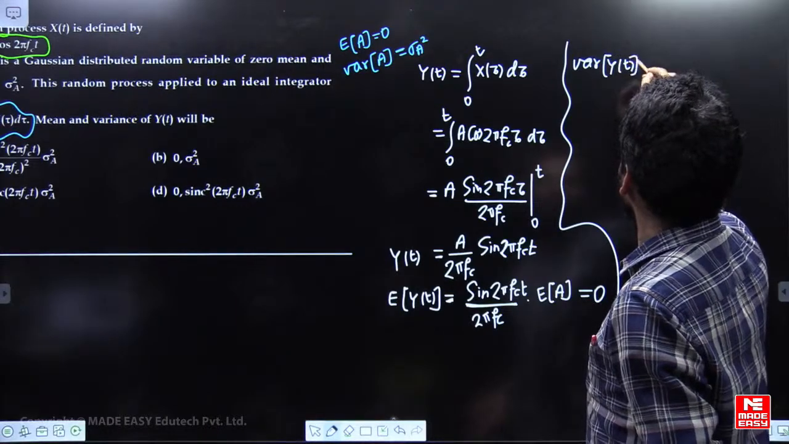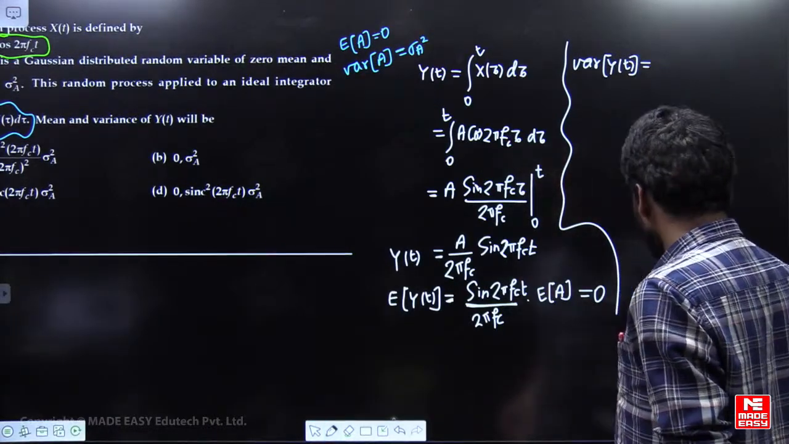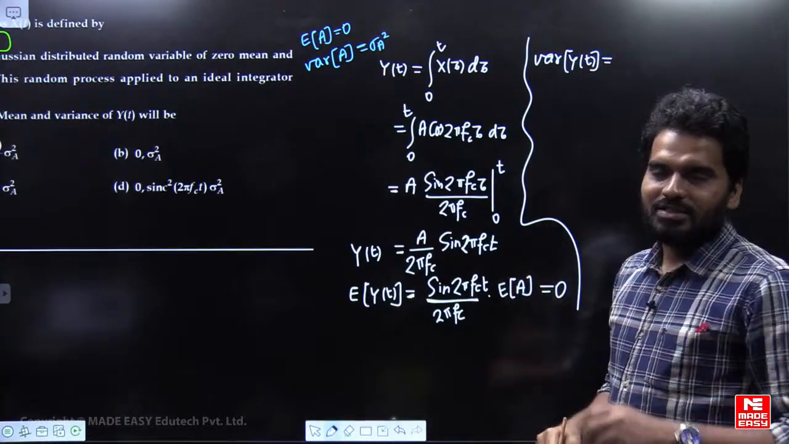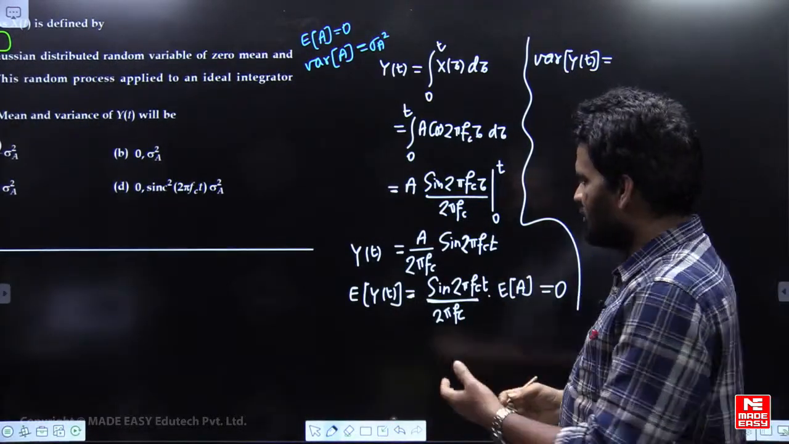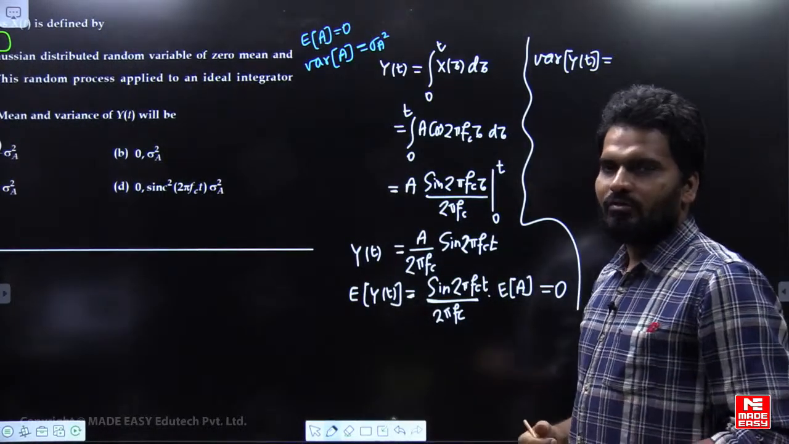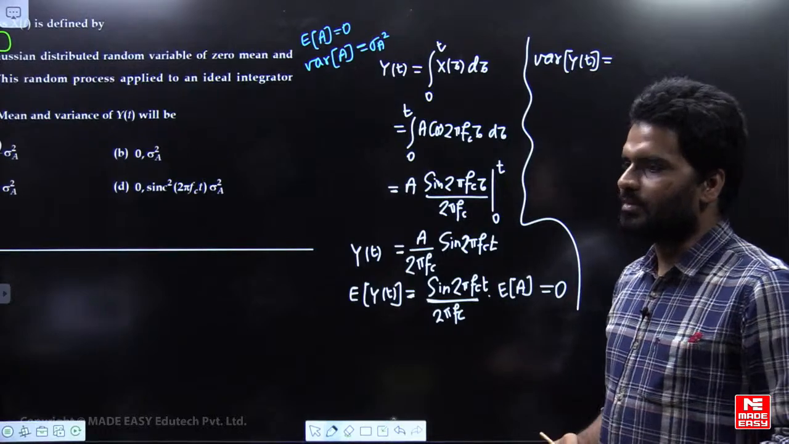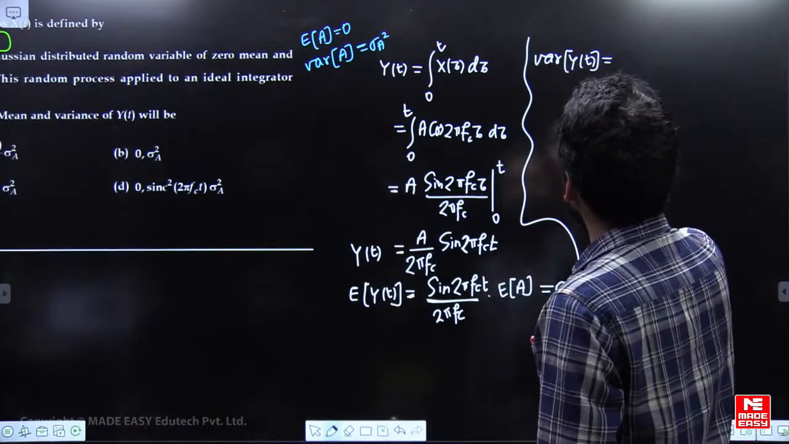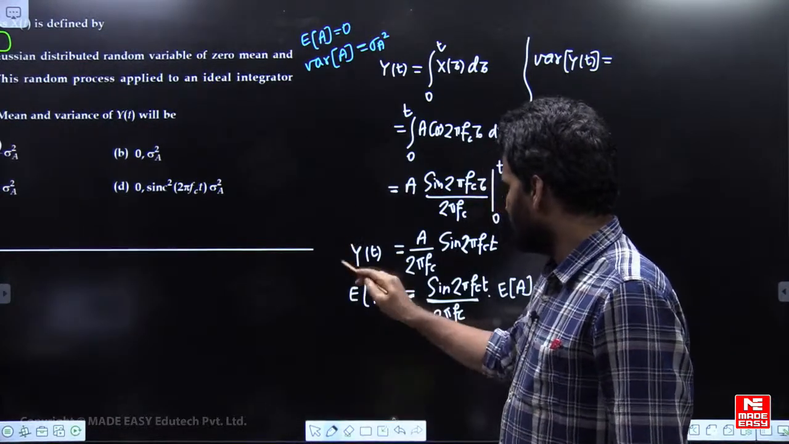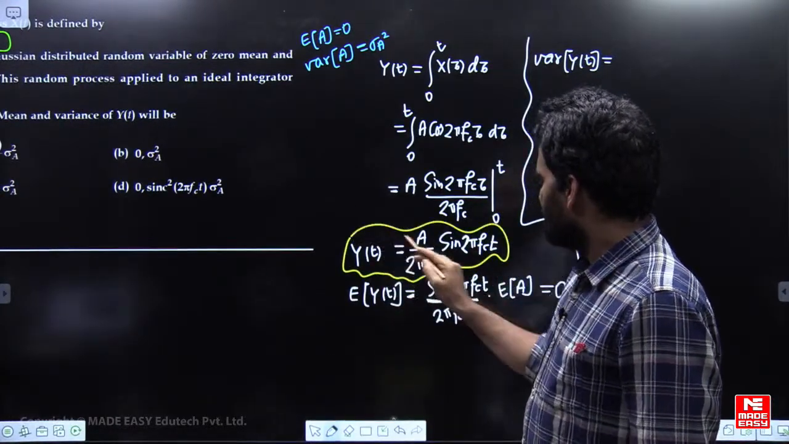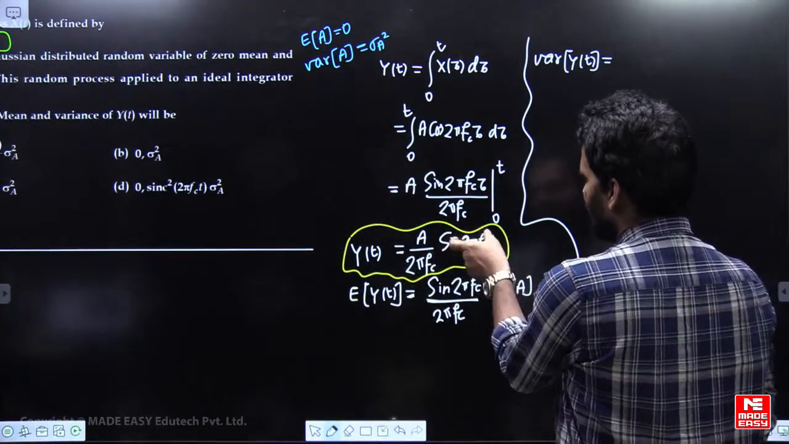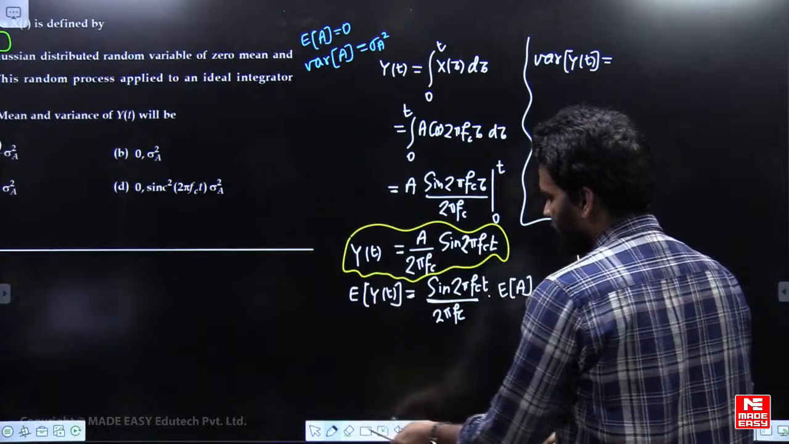Variance of y(t) will be equal to... yes, we are finding this variance at a specific time instant. This means this is the ensemble mean only, and we find the ensemble averages at a specific time instant. We are finding the variance at a specific time instant. At the given time instant, sin(2πf_c t) will give you some specific value at the given t value. You will get some value, some k.